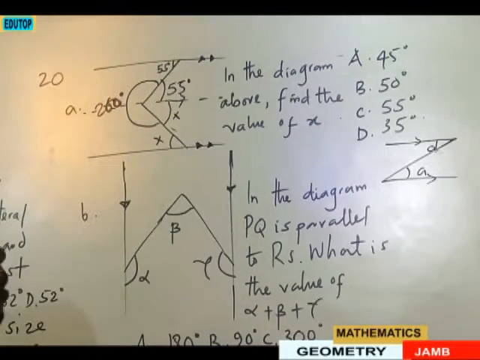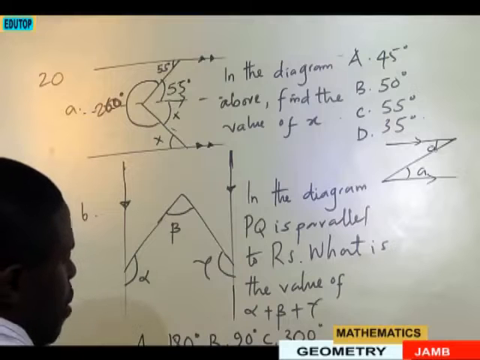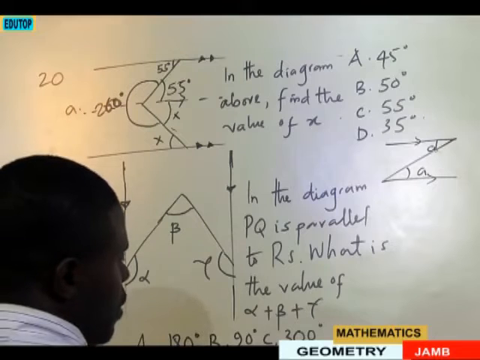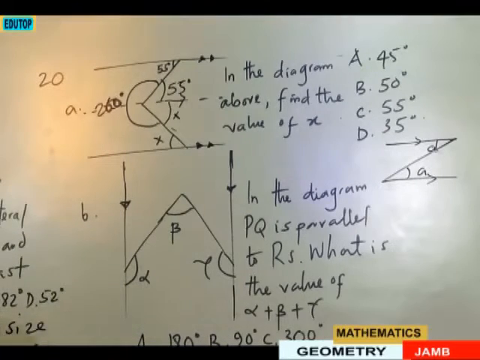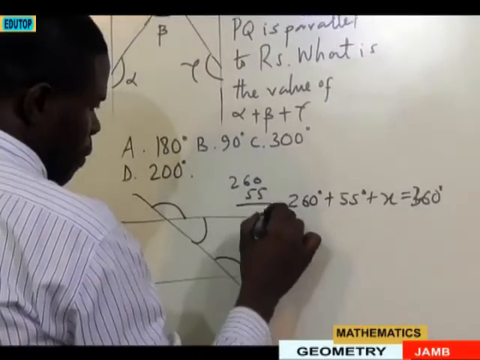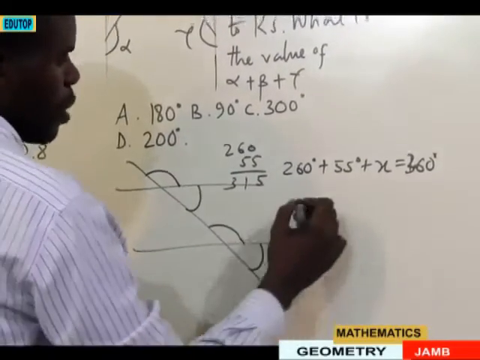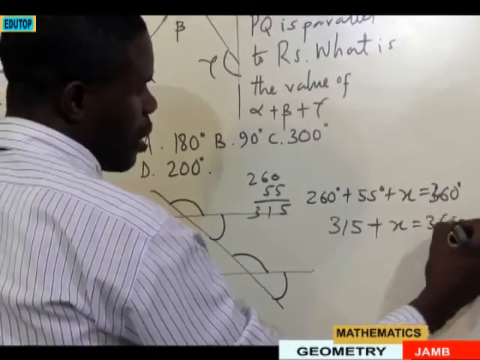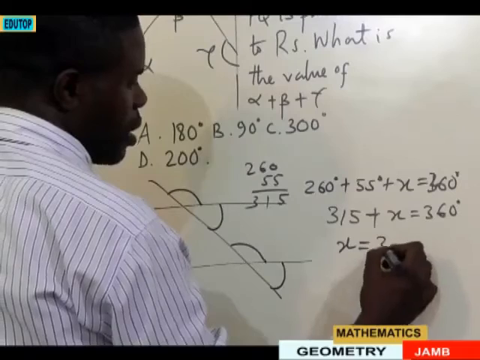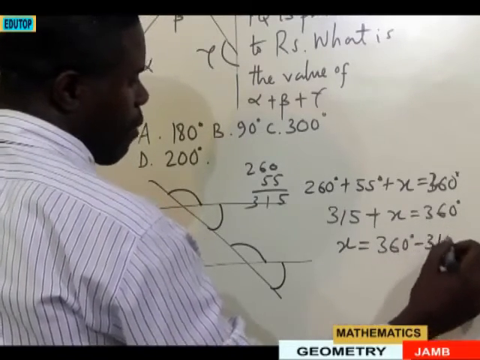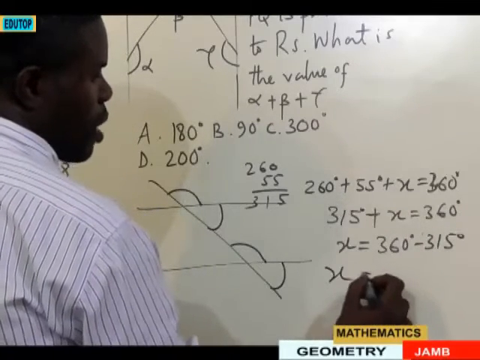So then I can say that 260 degrees plus 55 degrees plus X must give me 360 degrees, because the sum of angles formed at a point is 360. 260 plus 55, that will be 315. So that means 315 plus x equals 360 degrees. That means x will now be 360 degrees minus 315 degrees. So x will now be equal to what?